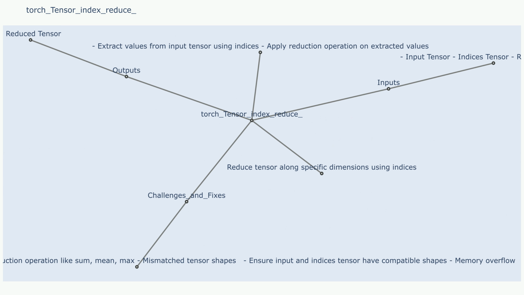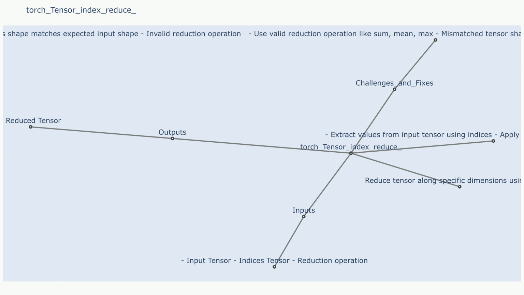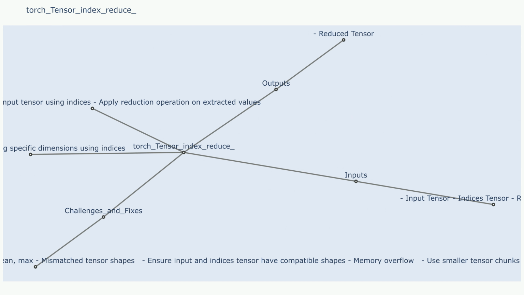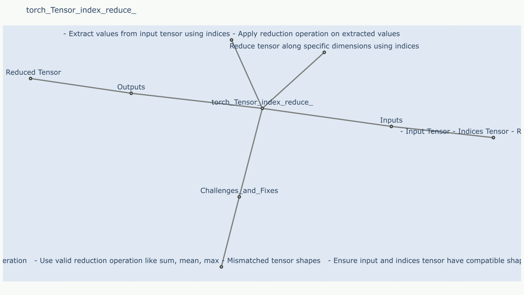Challenge 3: Providing indices with invalid data type. Sample use case that resulted in challenge 3: if you provide indices that are not of integral type, you will encounter an error. Fixes to challenge 3: ensure that the indices are of integral type, such as a long tensor. Challenge 4: Using an invalid reduction operation. Sample use case that resulted in challenge 4: trying to use index reduce with a reduction operation other than sum or max would result in an error. Fixes to challenge 4: make sure to use either sum or max for the reduce argument.